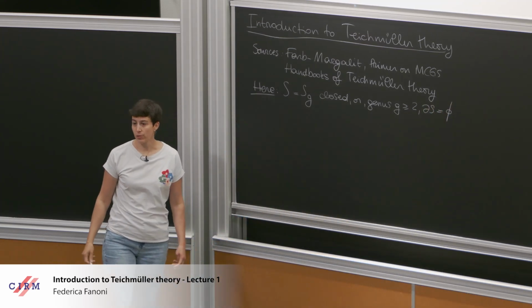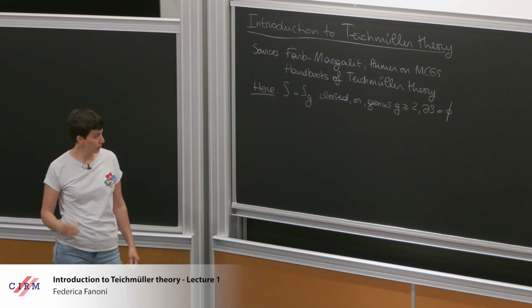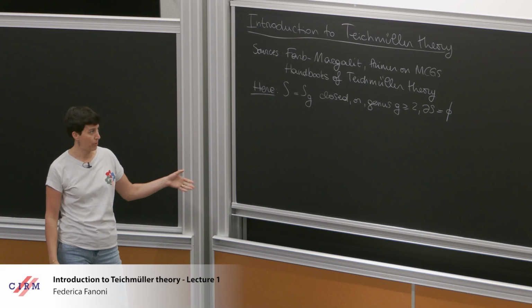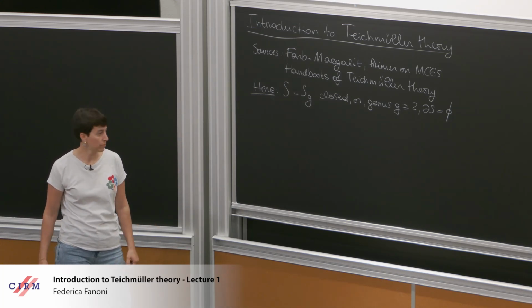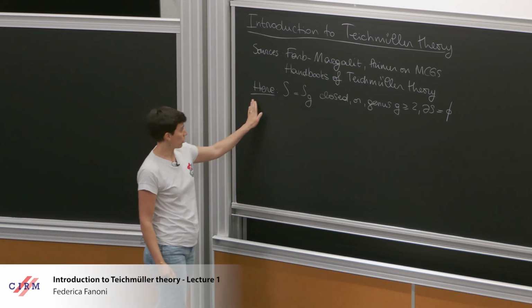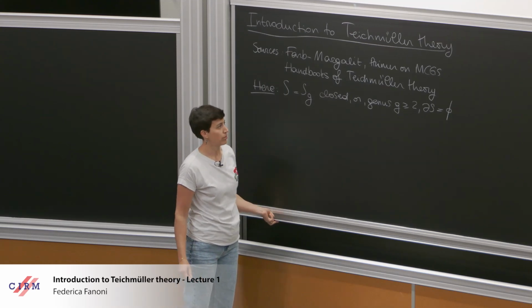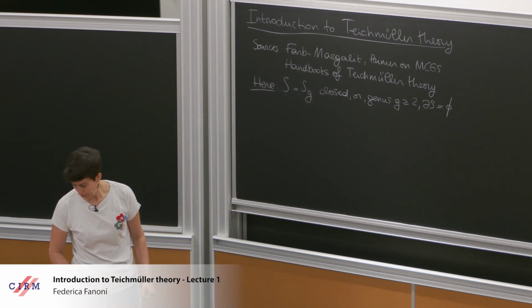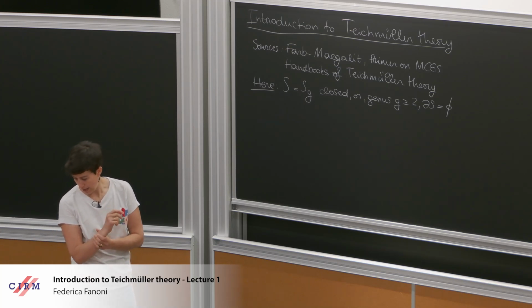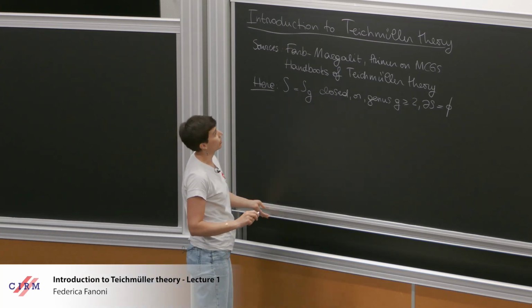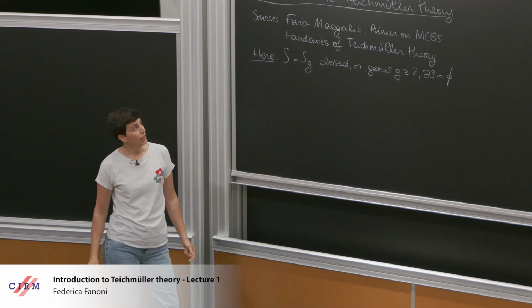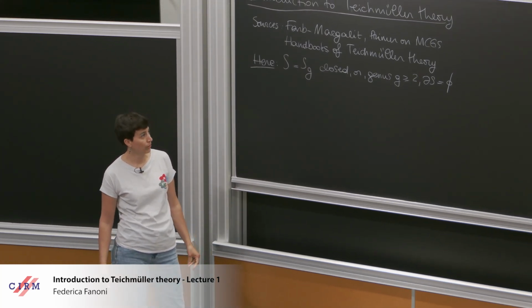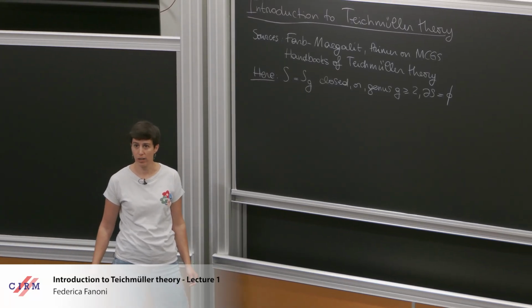Some of these things go through if some of these assumptions are not true, but not everything. I'll maybe try to say a little bit about what happens if you drop some of these assumptions. But in general, this is really the setup. If I say surface, that's what I mean. And okay, let me start. There are many viewpoints on Teichmüller space. I'm going to start with the one that I'm most familiar with, which is the one of hyperbolic structures.